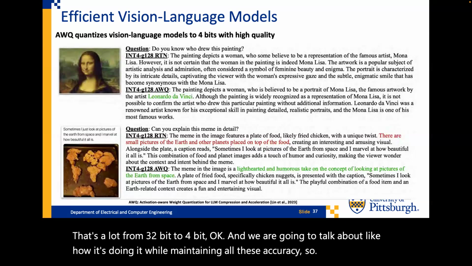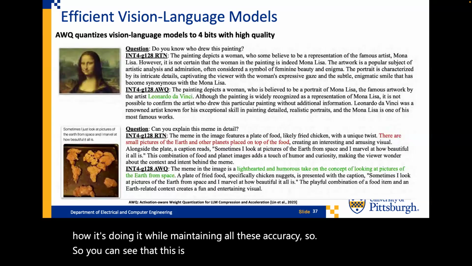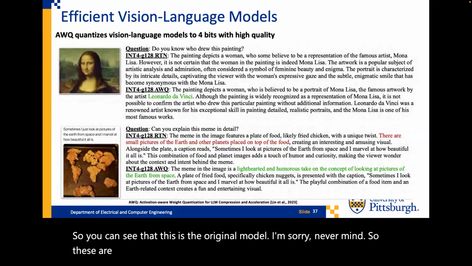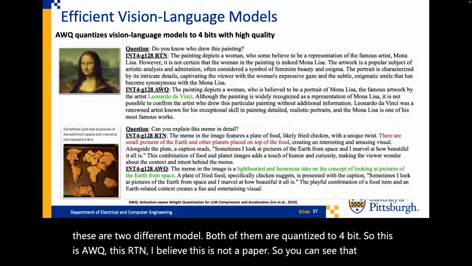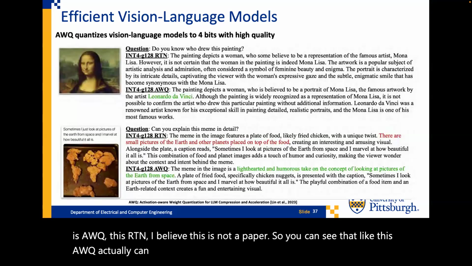So you can see that these are 2 different models. Both of them are quantized to 4-bit. This is AWQ, this is RTN, which I believe is another paper. You can see that this AWQ can actually generate more useful information about this.